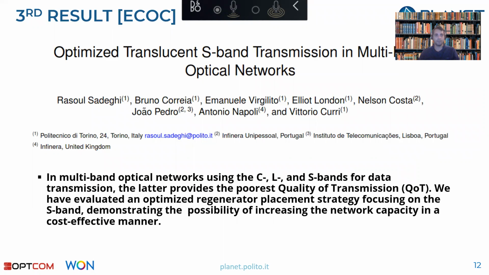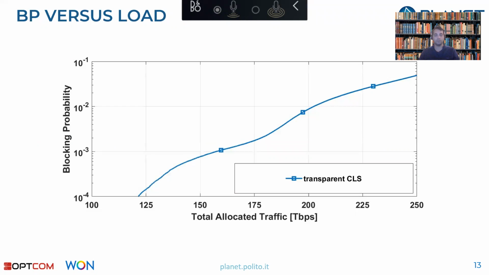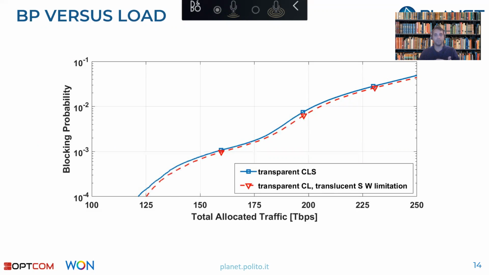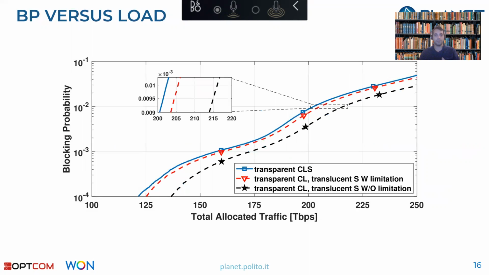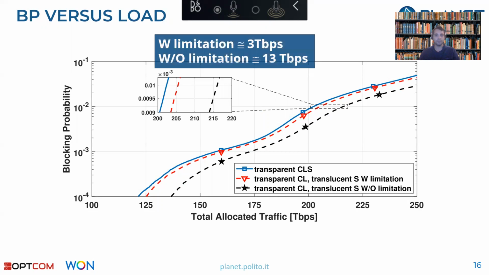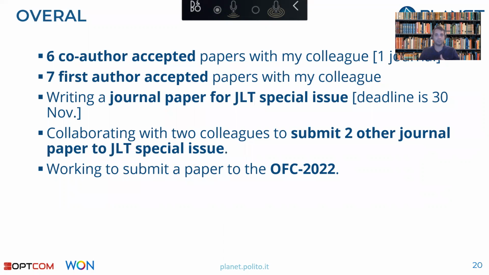And the final result that I have to show you is that we use this algorithm for regenerator assignment in poor quality of transmission bands such as the S-band, which we published at ECOC. As you see, when we add signal regeneration in the S-band, we see that the capacity increased by 13 terabit per second without any limitation in the S-band on the capacity of the light path.